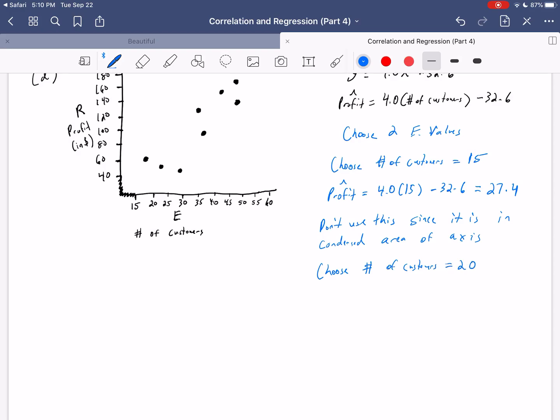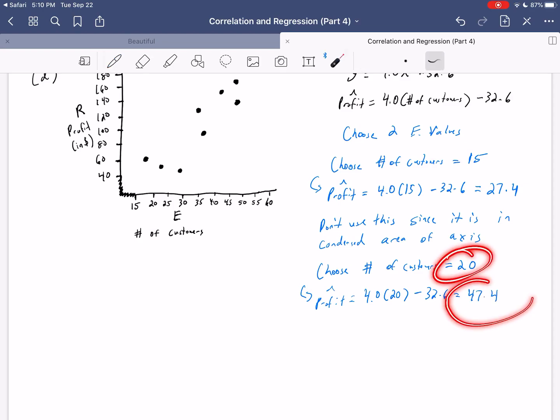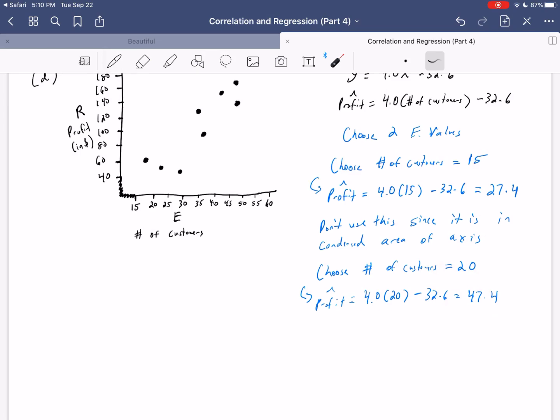So that gives us that the predicted profit should be 4.0 times 20 minus 32.6, and that looks like we should get 47.4. Okay, that one we can definitely use. 20 customers, predicted profit of 47.4. So if we draw that, 20 customers, predicted profit 47.4, looks like it should be right about there. Okay, and then we need another point.